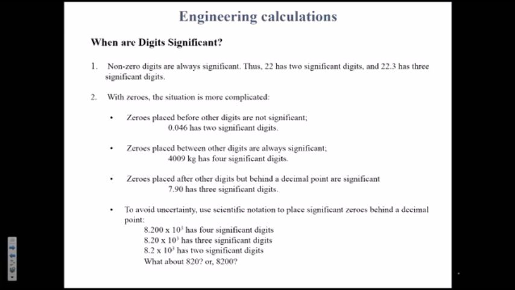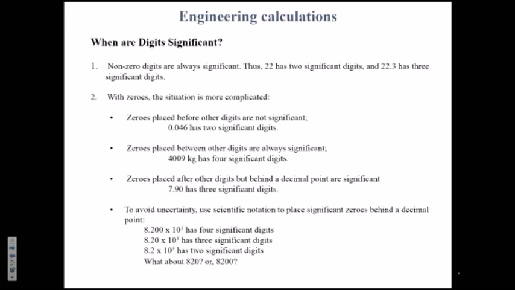Now, the situation with zeros is a little bit more involved. It's not that straightforward. So zeros could be before, could be after, could be in between. So let's look at the case when the zeros are placed before other digits: they are not significant. So you have 0.046, and clearly 4 and 6, these two are sig digits, but the zeros placed before them are not significant. This 0 before the decimal, this 0 after the decimal, all of these zeros before the sig digits are not significant. Okay, so this has only 2 sig digits. Zeros that are placed in between other digits are significant. So this is going to have 4 sig digits because both the zeros are significant over here.